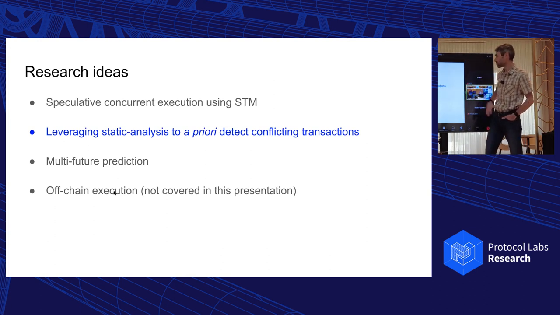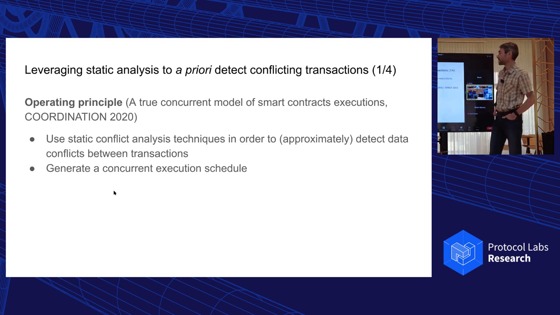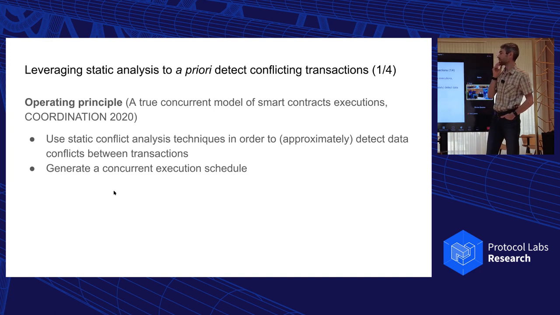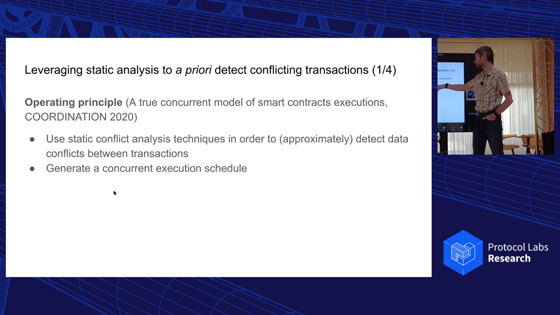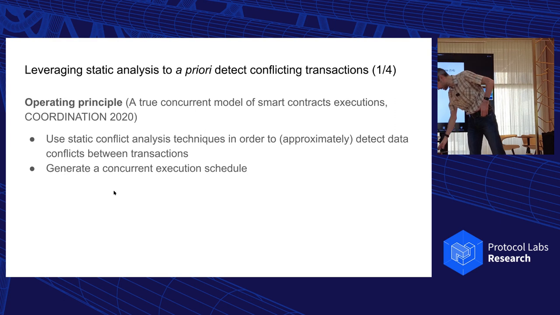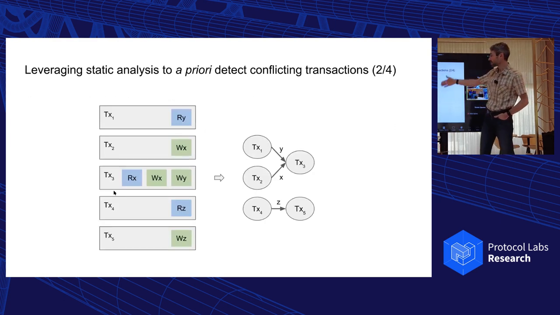Leveraging static analysis to a priori detect conflicting transactions. So the operating principle, again, if you want to know it, you read that Coordination 2020 paper. So the idea is to use static conflict analysis to approximately detect data conflicts between transactions. Why? Because you're never sure that what you guess will be a conflict is an actual conflict, okay? And you generate a concurrent execution schedule. So we are no longer speculative. We analyze the code to see when transactions commute, and you generate the schedule that will be used. So for instance, we are at the transaction level, to reply to your previous question.